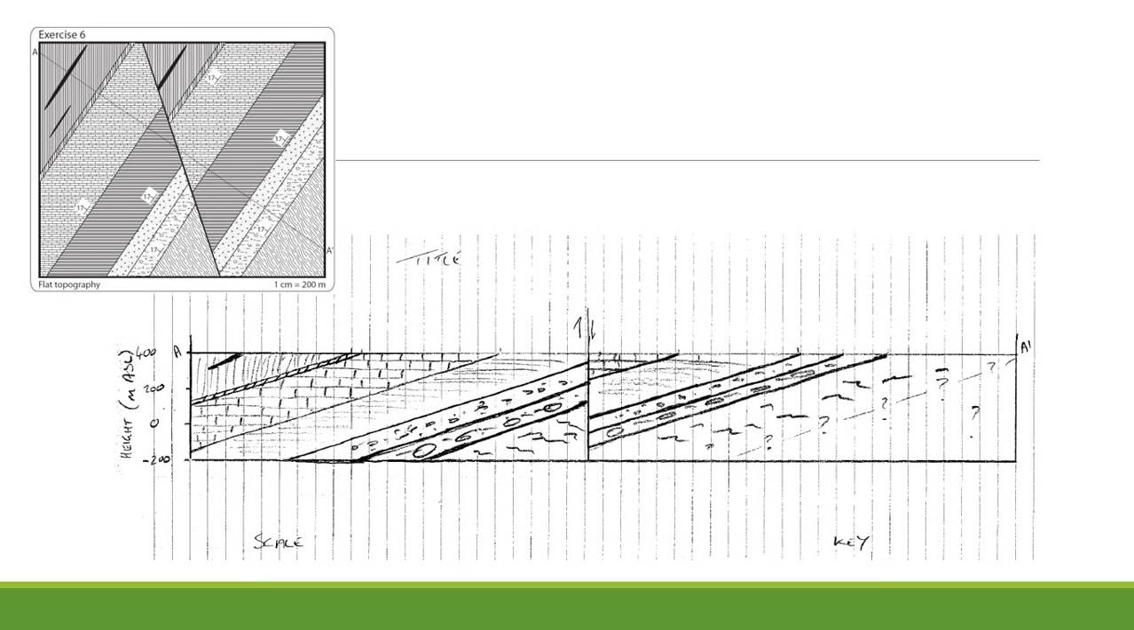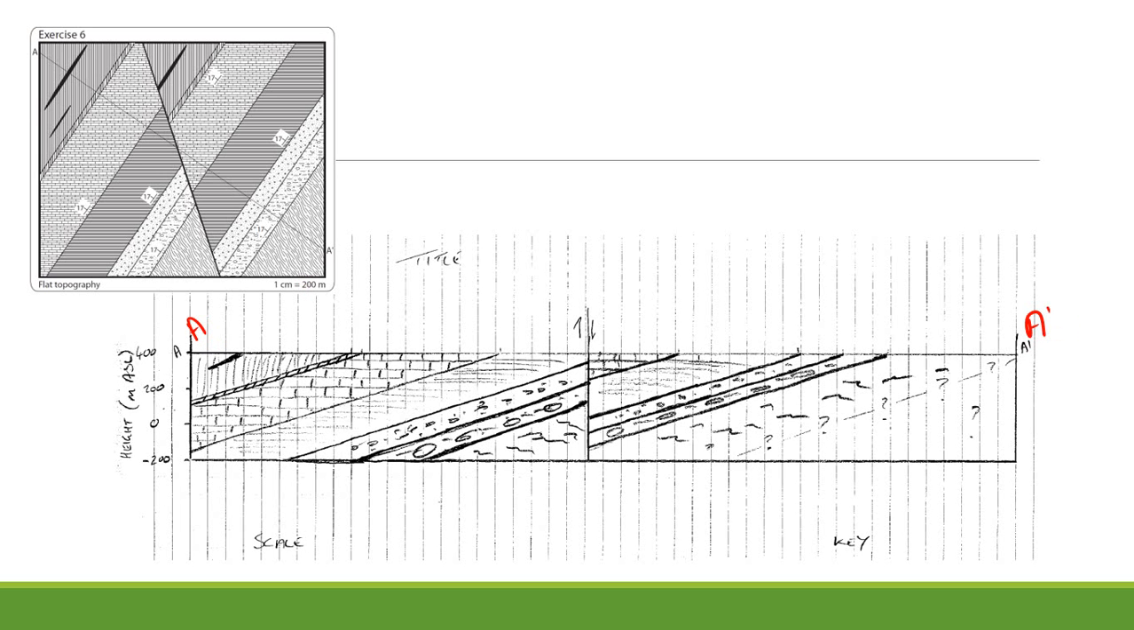So here is the cross section that I drew. Again, these are really quite rough sorts of cross sections. I expect you to try and keep yours as neat as possible. And all these units are dipping down at 17 degrees towards A. So here we have, once again, our A and A prime.